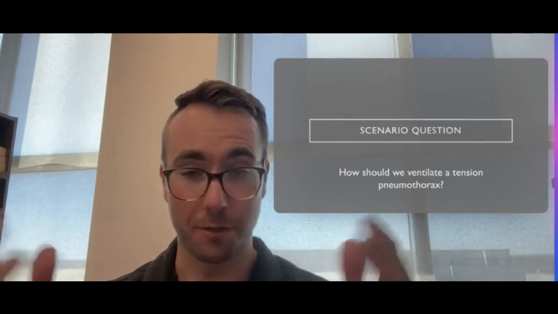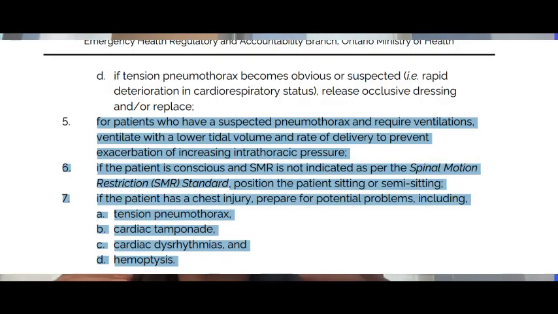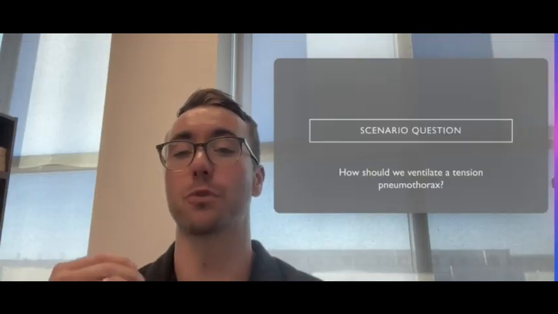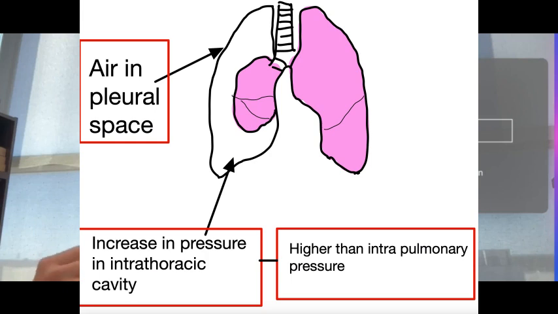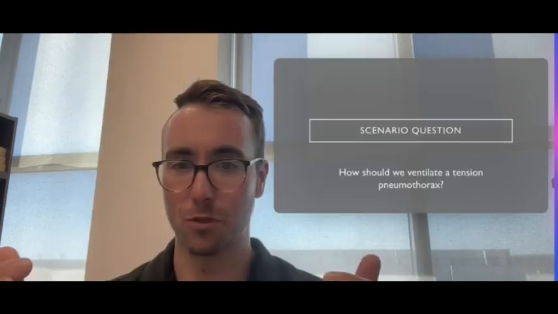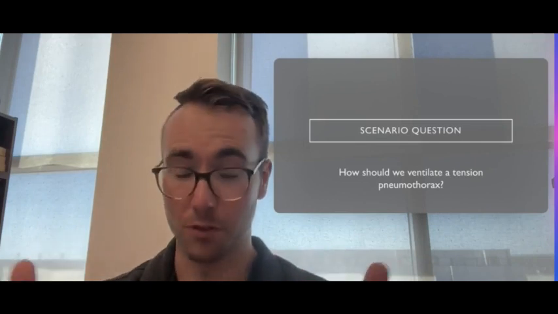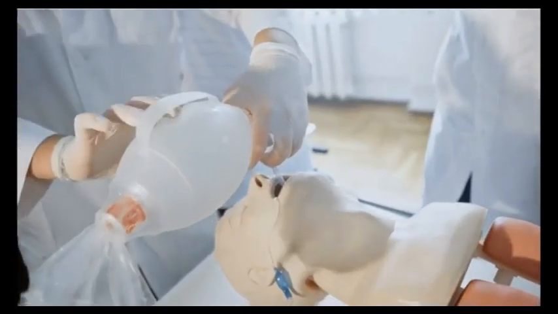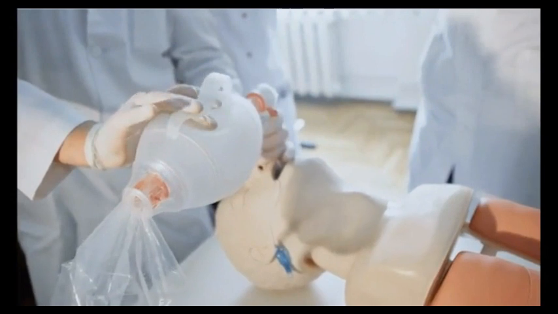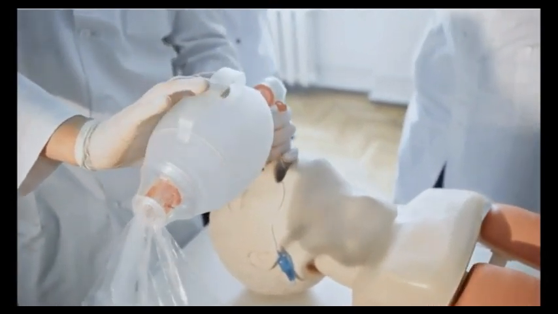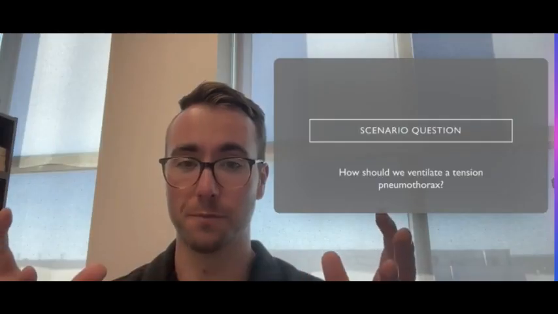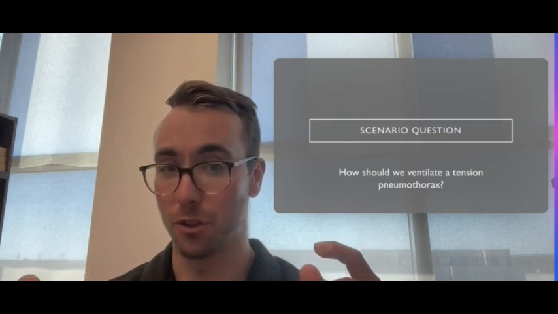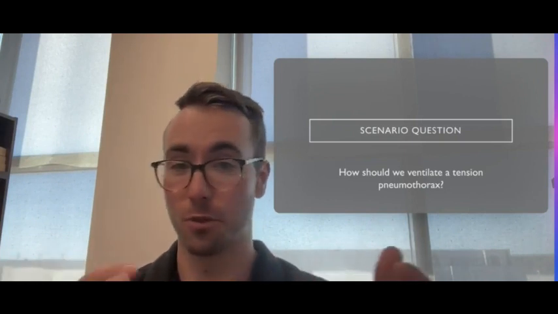So this one's interesting. In the basic life support standards, it does specify that if we do have to ventilate them, we should do it at a reduced rate and reduced volume. Because obviously if we vigorously ventilate them, meaning we give them excessive amounts of breaths or excessive force, you're increasing the volume in their chest that cannot leave the pleural space because of that one-way valve effect, and that can increase the intrathoracic pressure and overall exacerbate their pathology. And that could lead to cardiorespiratory arrest.